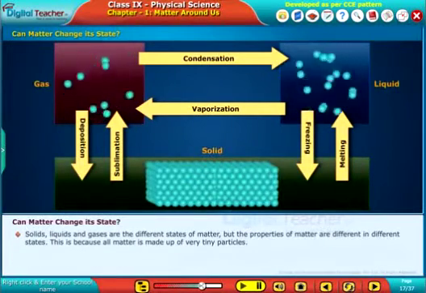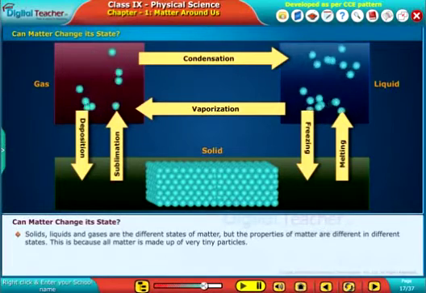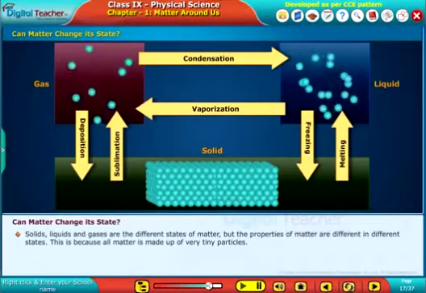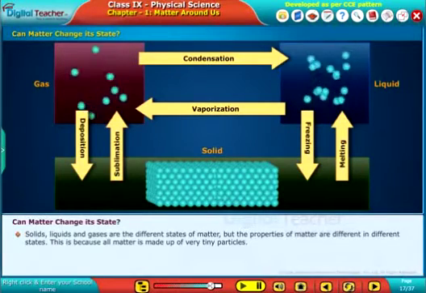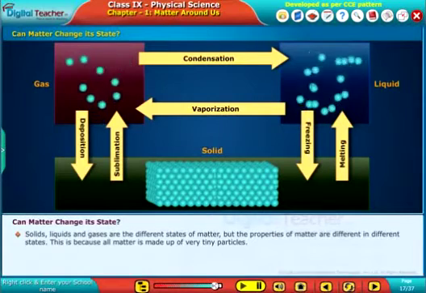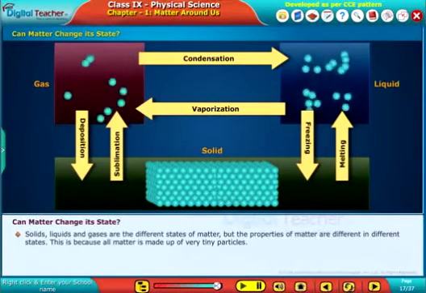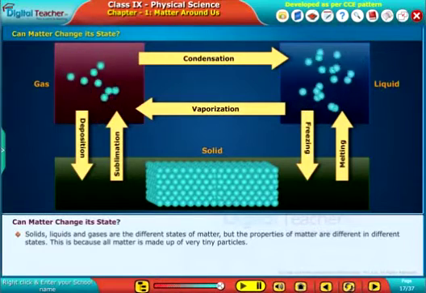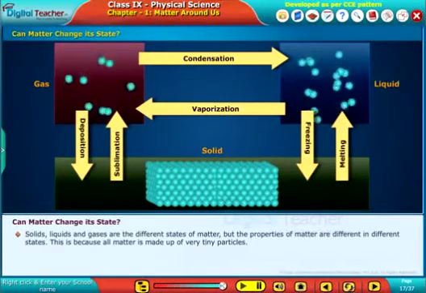Solids, liquids, and gases are the different states of matter, but the properties of matter are different in different states. This is because all matter is made up of very tiny particles. Let us do some activities to know about these particles and their arrangement in their various forms.